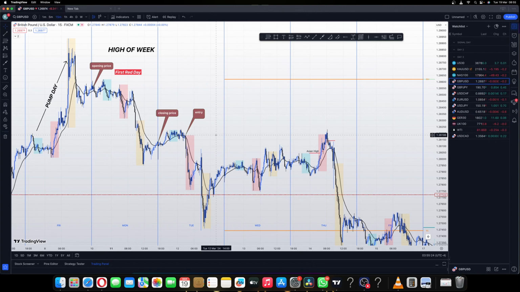So this strategy, this signal happens every single day. If you look at all these charts, it gave us on different days. This is Monday. I think the NAS was on Wednesday. I can't remember what day the US 30 was, but if you look at this, you can trade first red day alone and be very, very profitable.